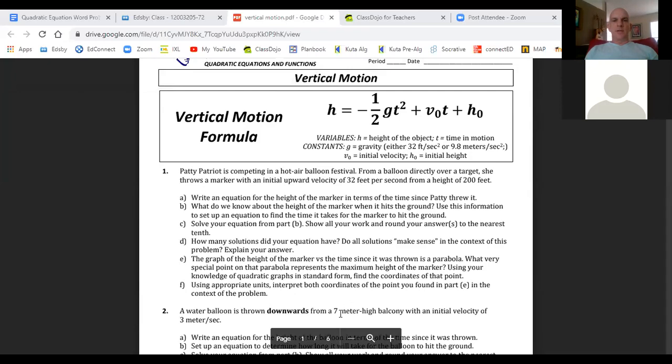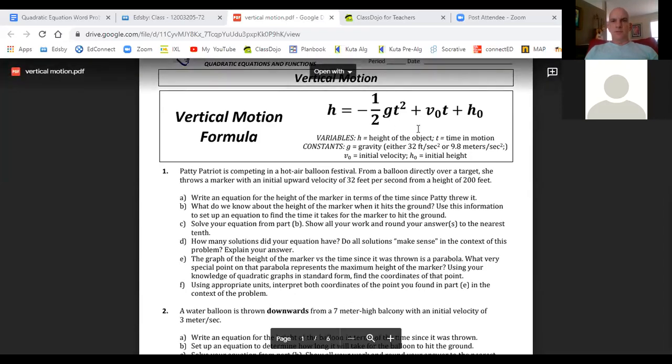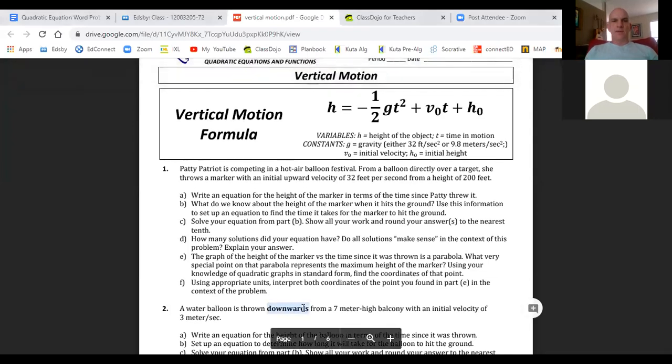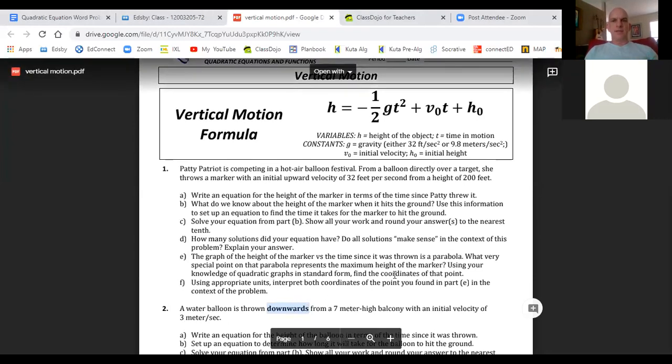In this case, they're talking meters, so you're not going to use 32. You would use the 9.8. Your initial velocity is highlighted as downwards. That's because that should be a negative number when it's a downward velocity of 3 meters per second, and the initial height, it says, is 7 meters. So that would be how you would do part A. Part A for all of these is pretty much the same thing.